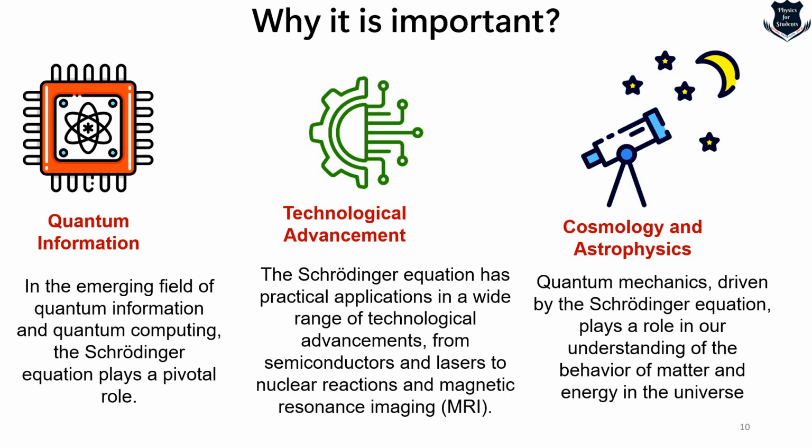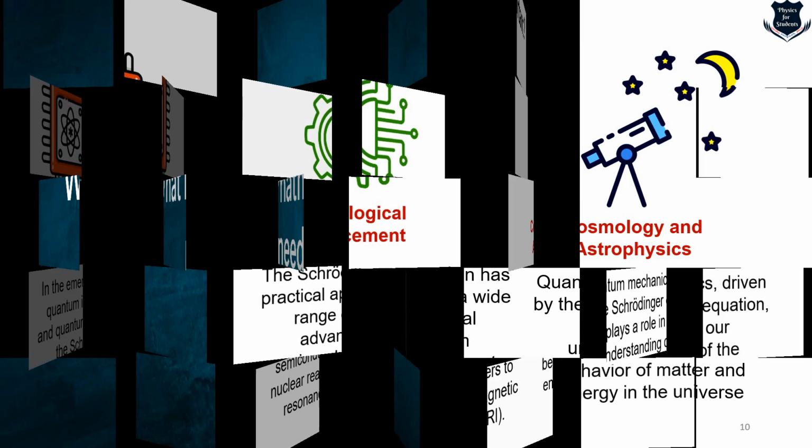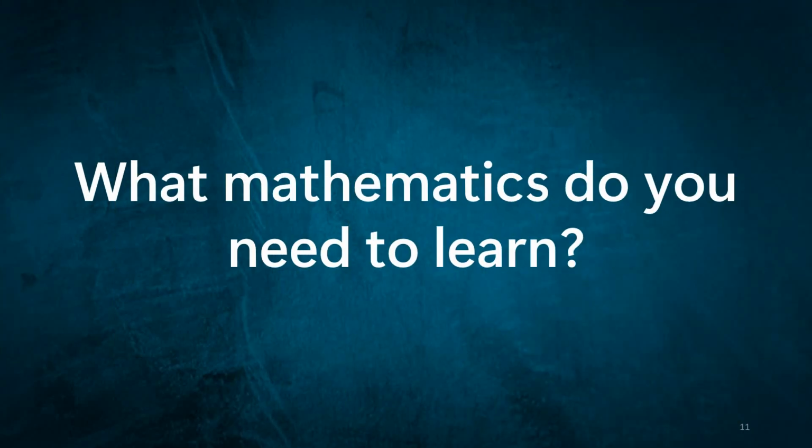So having laid this out, I think the objective, the importance, and why the Schrodinger equation is the fundamental equation, things are clear. Now comes the question: everything is set and good, fine. What kind of mathematics do you need to learn, and what are the mathematical prerequisites? Coming up in the next part of the video: what mathematics do you need to learn?